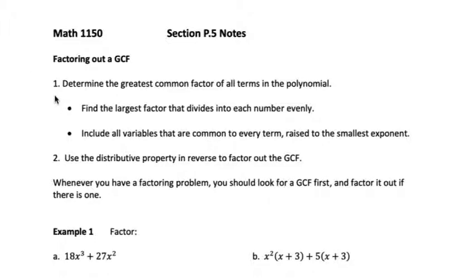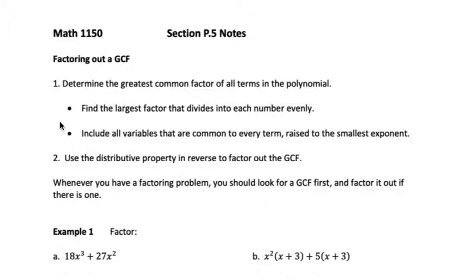So the first step is to determine the greatest common factor of all terms. For the numbers, or the coefficients, we find the largest factor that divides into each number evenly. And for the variables, we include all variables that are in common to every term raised to the smallest exponent. Then when we're factoring out the GCF, we think backwards distributive property. Whenever you have a factoring problem, you always want to look for a GCF first and factor it out if there is one. That can make the rest of the problem a lot easier if you get that GCF out first.